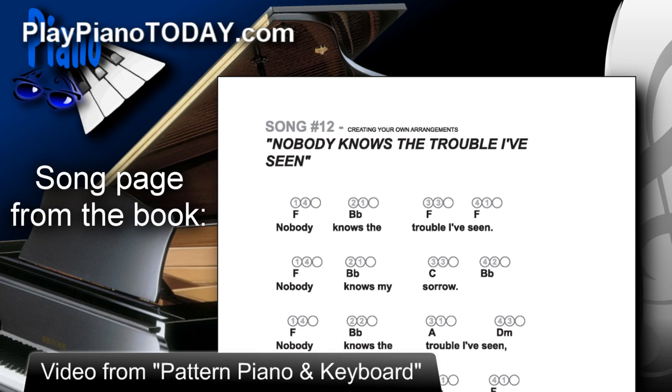And the last time we learn this song, we're going to play the pattern that's written in the third circle above each chord. But look at that. There's nothing written in the third circle above each chord. I hope you can guess why. I want you to come up with your own arrangement.